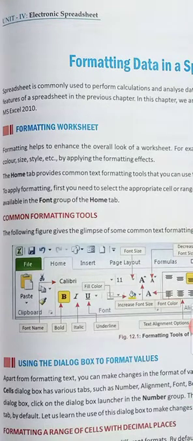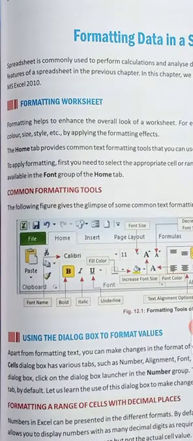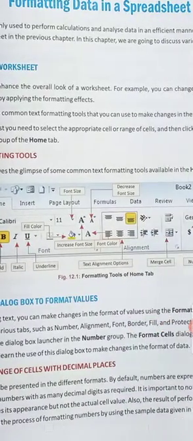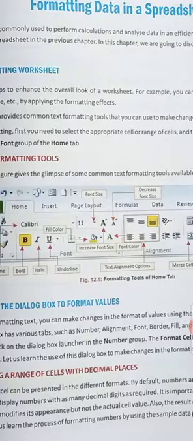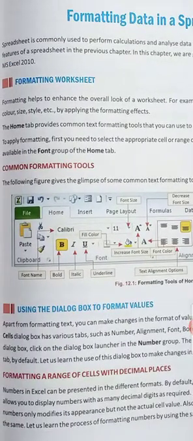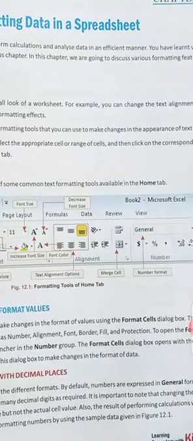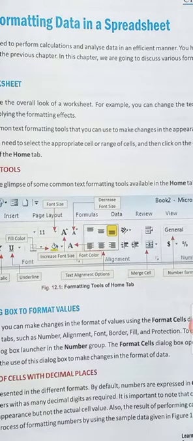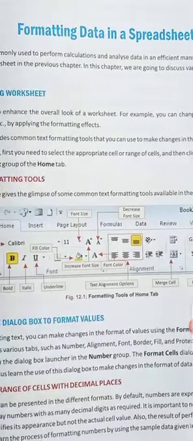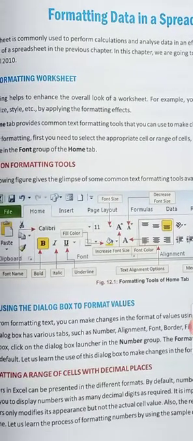In this, we are going to work on the dialog box to format values. Apart from formatting text, we can make changes in the format of values using the Format Cells dialog box. The Format Cells dialog box has various tabs such as number, alignment, font, border, fill and protection. To open the Format Cells dialog box, click on the dialog box launcher in the number group. The Format Cells dialog box opens with the number tab. Let us learn the use of the dialog box to make changes in the format of data.